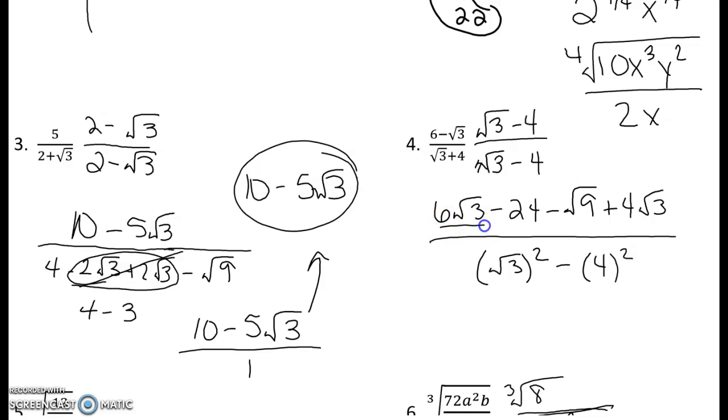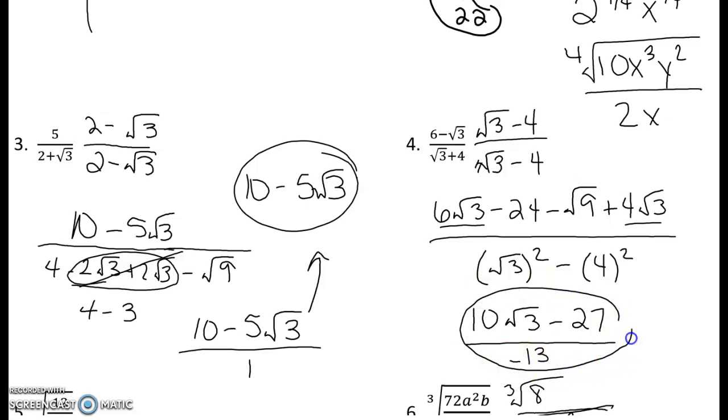So on the top, 6 root 3 and 4 root 3 is going to be 10 root 3. And then negative 24 minus 3 is going to be a minus 27. And this becomes 3 minus 16, which is going to give me a negative 13. So my final answer is that.